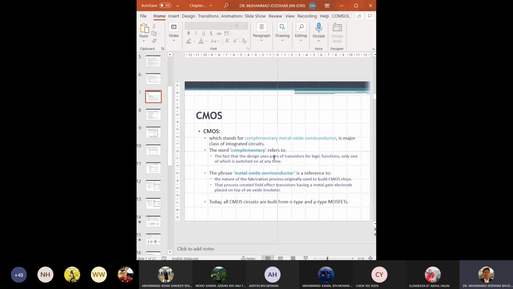So the phrase MOS, I don't have to talk a lot about this one. I think in chapter 5 we will learn a lot about the fabrication process. There are so many steps that we have to memorize, kena hafal. And then you can also learn about the effects in reality. So the process created for field effect transistor. Since you learn about MOSFET, normally we use a metal gate electrode on top of oxide insulator. That's why you call it MOS. Okay, so this is the CMOS circuit.